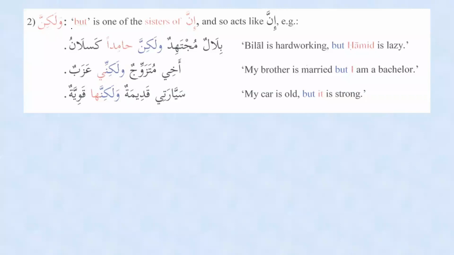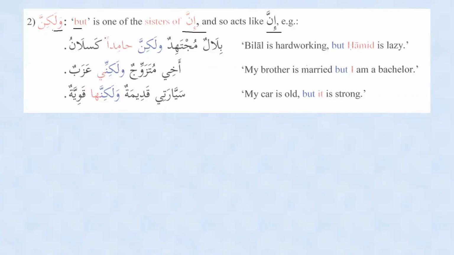Walakinna means but. Sometimes it's used with waw and sometimes it is used without waw. It is one of the sisters of inna and acts like inna. And we know that inna has ismu inna and khabaru inna. Bilalun mujtahidun walakinna hamidan kaslanu. Bilal is hardworking, but Hamid is lazy.